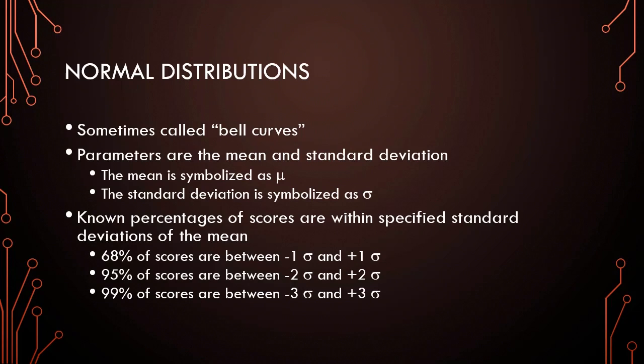Finally, if we want to capture almost all the scores in the distribution, we can look at 3 standard deviations below the mean up to 3 standard deviations above the mean. This range will include over 99% of the scores in the distribution. To be more precise, it's 99.7%. So we will find almost all scores within 3 standard deviations of the mean.